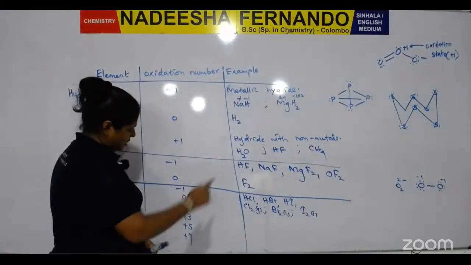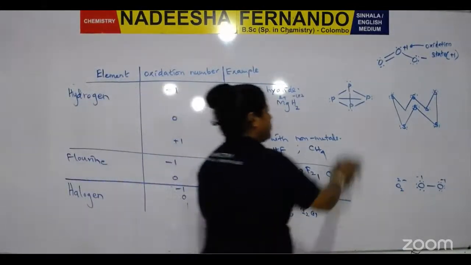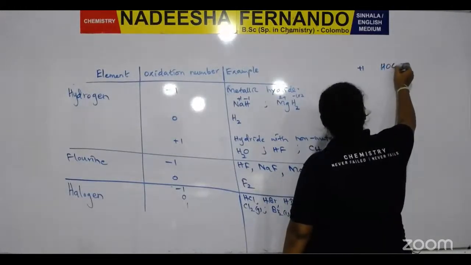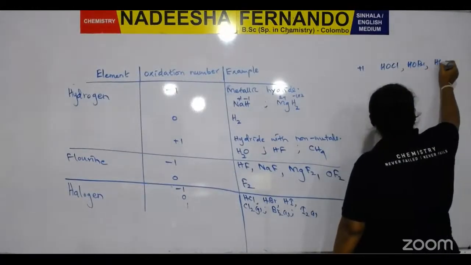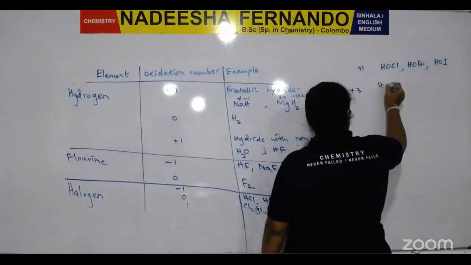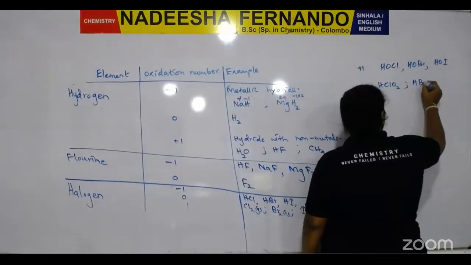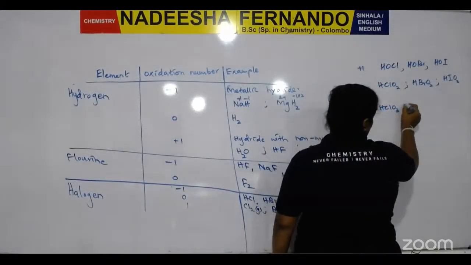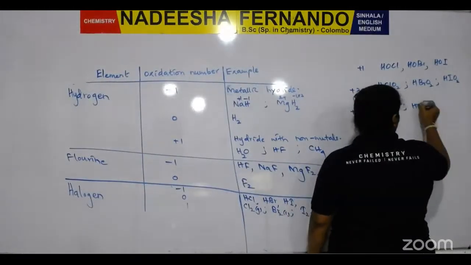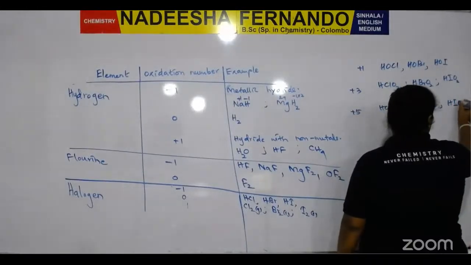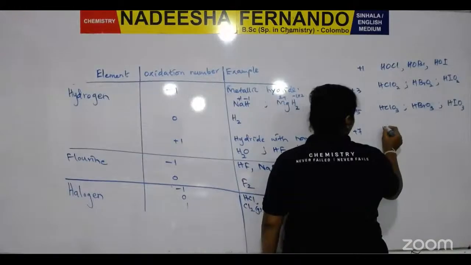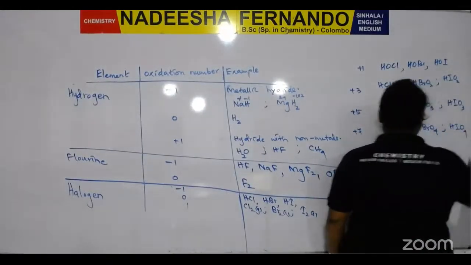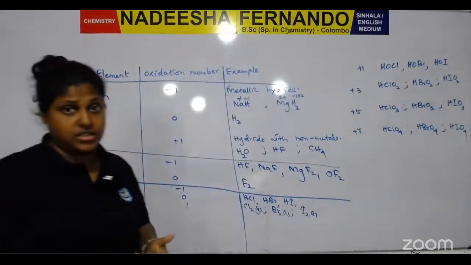+1, can you see that? I'll use the other side to write the examples for +1. +1: HOCl, HOBr, HOI. +3: HClO2, HBrO2, HIO2. +5: HClO3, HBrO3, HIO3. +7, that is the highest one: HClO4, HBrO4, HIO4.